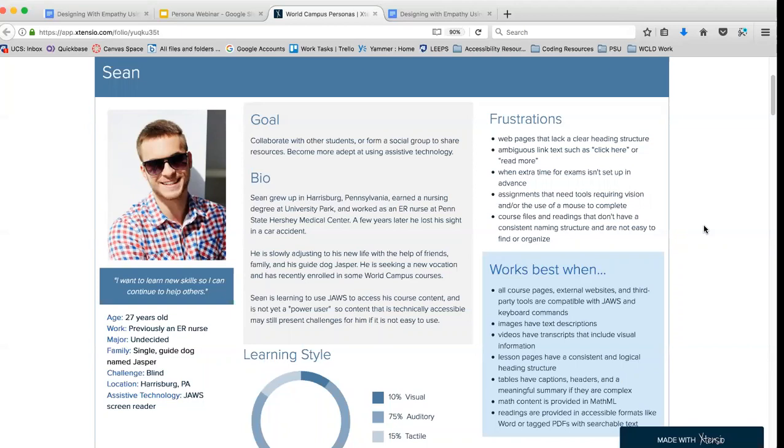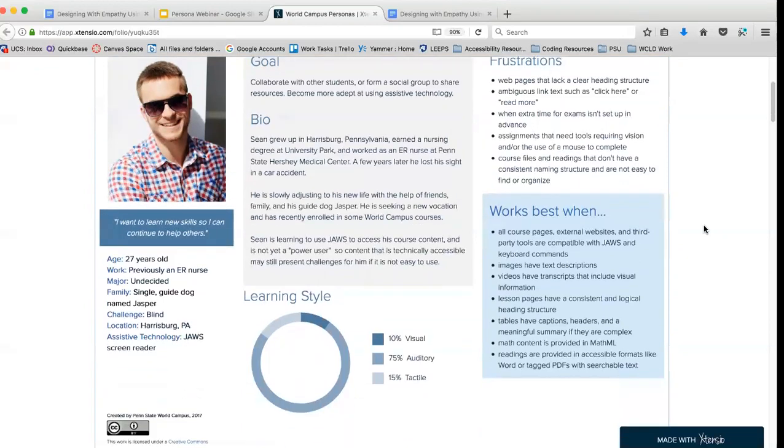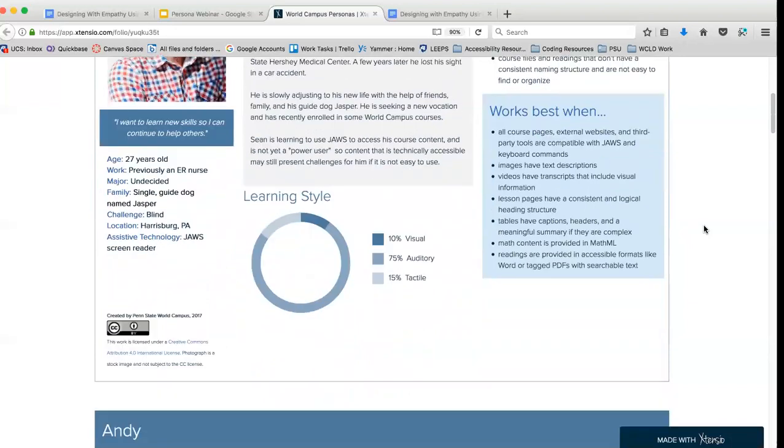He needs everything from web pages to course tools to readings in an accessible format that are compatible with his screen reader and also keyboard commands, because he will use the keyboard to navigate along with JAWS. And he needs all visual content, including images and videos that have a lot of visual information in them, with a text description that will be read out loud by his screen reader. He also needs, if there's anything like complex tables or math content, those to be coded properly. So they're not just images, they're actually real text that's read by his screen reader.